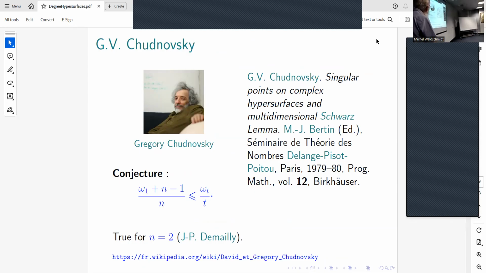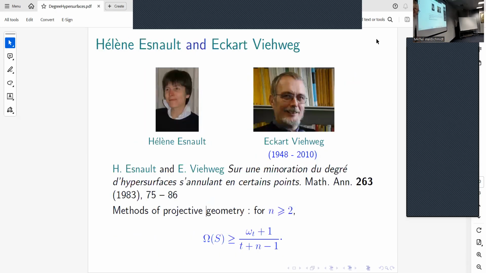The improvement comes from the conjecture of Chudnovsky. Chudnovsky conjectured that omega t over t is always at least omega 1 plus n minus 1 over n. And this was proved by Demailly. So Demailly improved the bound in the case n equal 2, and what he has is omega 1 plus 1, which is, again, not exactly the result which I obtained.